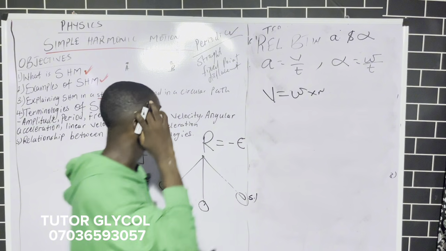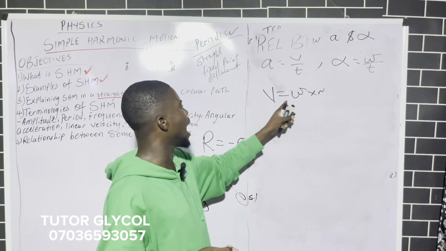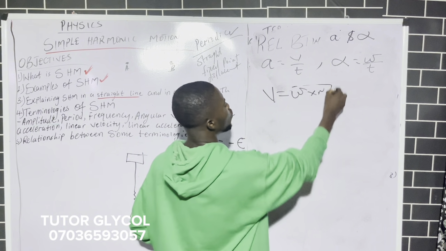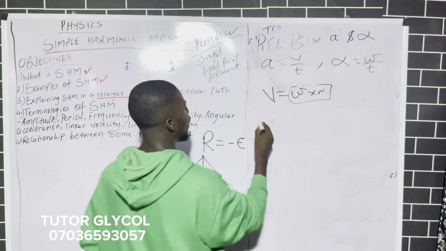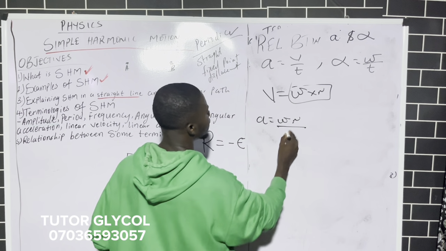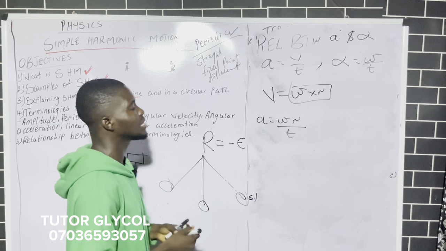Is that not it? Remember the substitution: anywhere I have V, it is WR. I have V here, so I can replace it with this whole thing here. Just put it here. I'll have A is equal to WR over T. It's the same thing. It just depends on what the question asks.